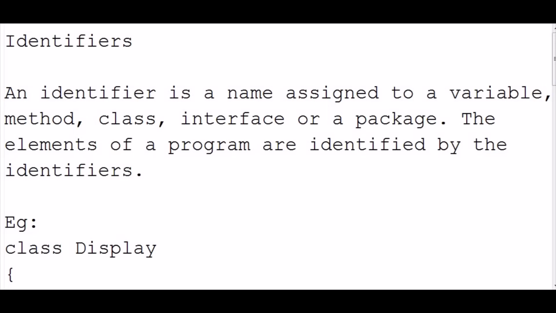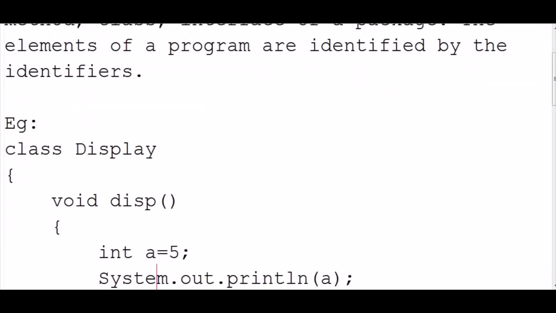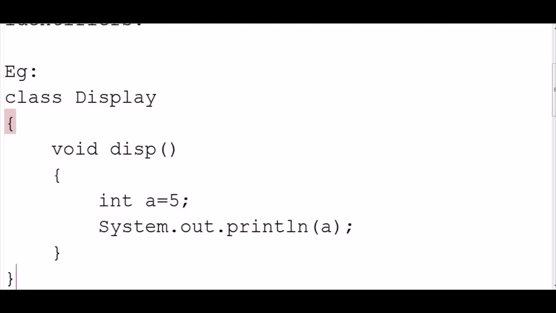For example, let's take a sample class, a simple class here. You have class display and there is a method inside it. Class display means the name of the class is display, and it has a method disp and a variable a. So the class name, the method name and the variable name given in this program are called identifiers. Identifiers are nothing but the name given to a class, method or a variable.